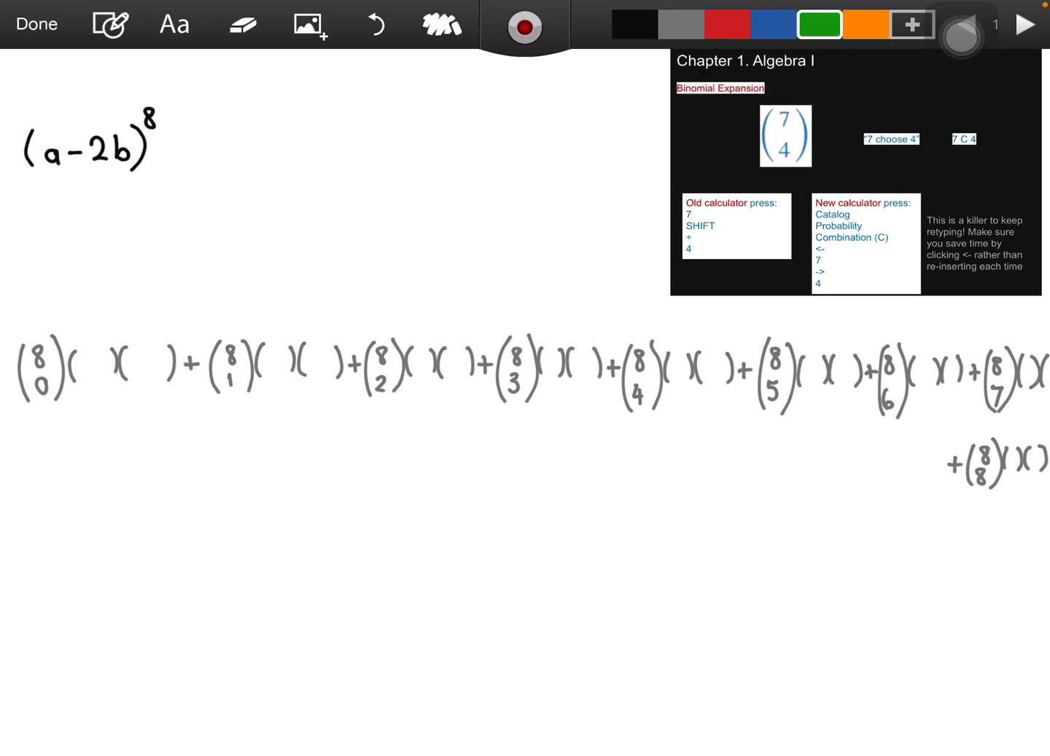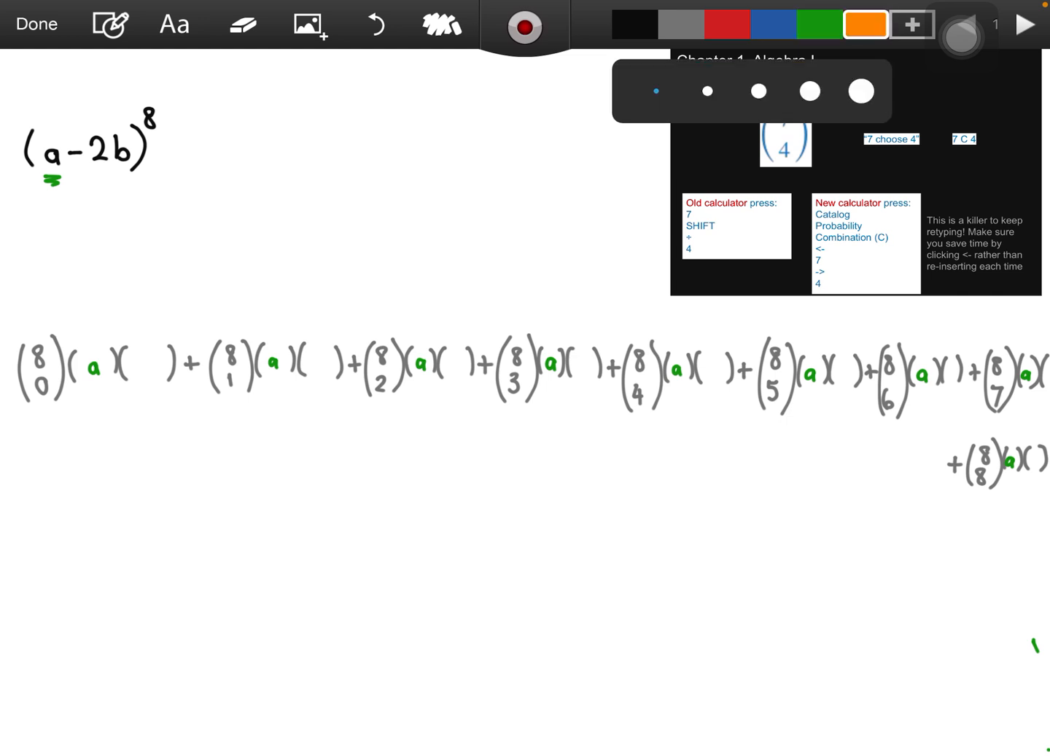Right, so that was our first step. Second step: take the first term, a, and put it as the first term in all of them. Don't worry about powers or anything yet. And then the second term, minus 2b. So into all of those second brackets, minus 2b, minus 2b, minus 2b.